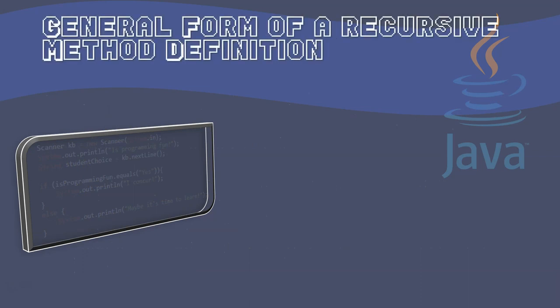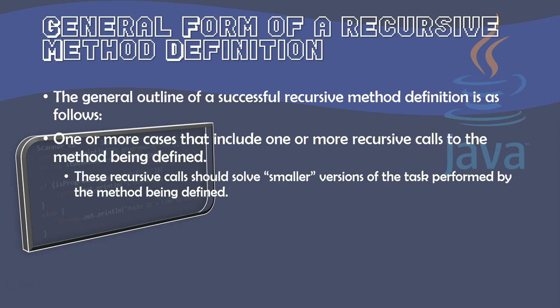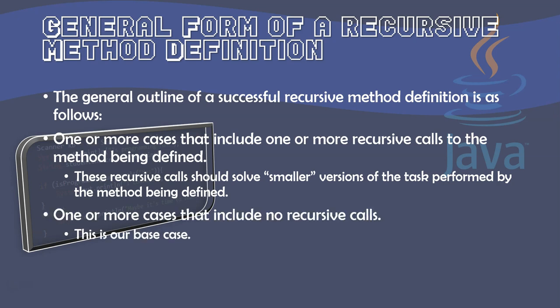So that should give us some information to make a general form of a recursive method definition. The general outline of a successful recursive method is as follows. You're going to have one or more cases that include one or more recursive calls to the method being defined, and these recursive calls ultimately should solve smaller versions of the task performed by the method being defined, as we saw with rightVertical. You're also going to have one or more cases that have no recursive calls. This is our base case, or base cases. We might have, of course, more than one.